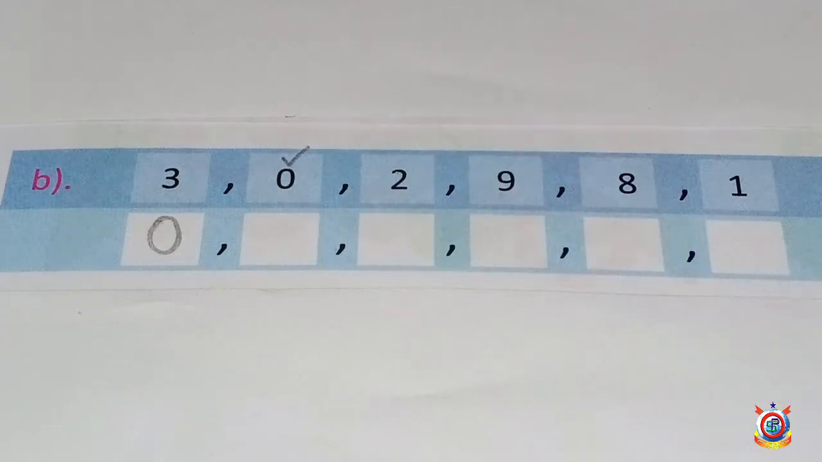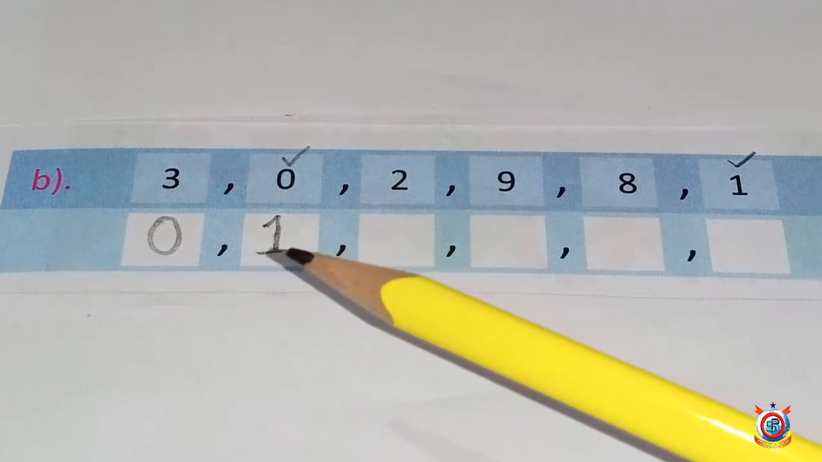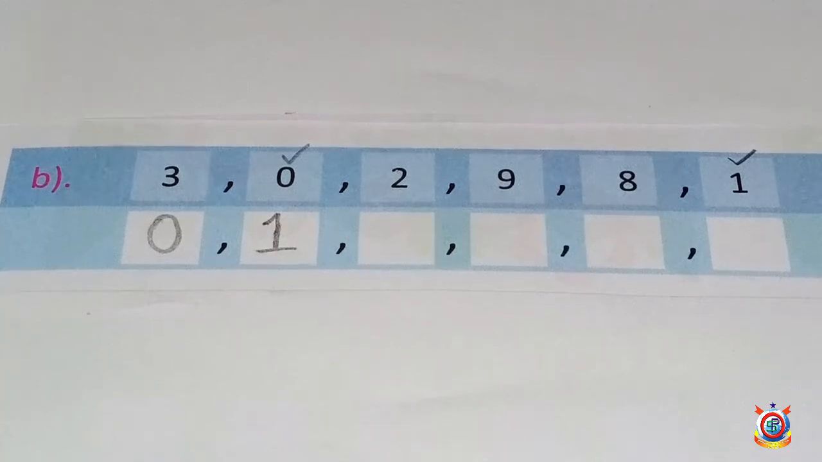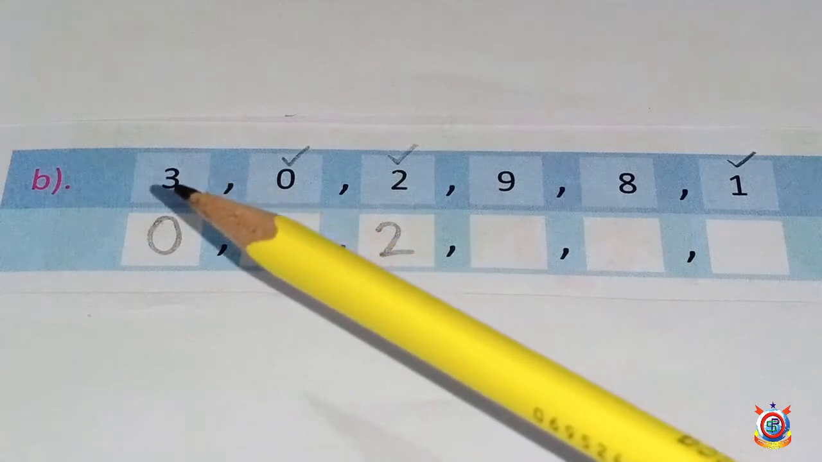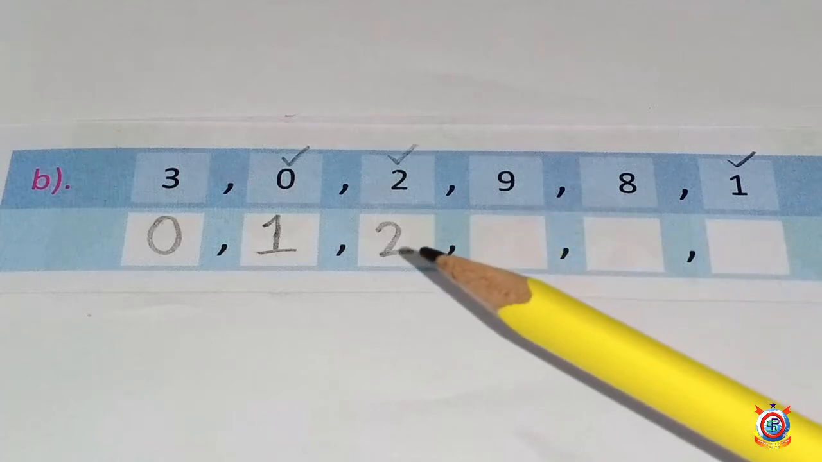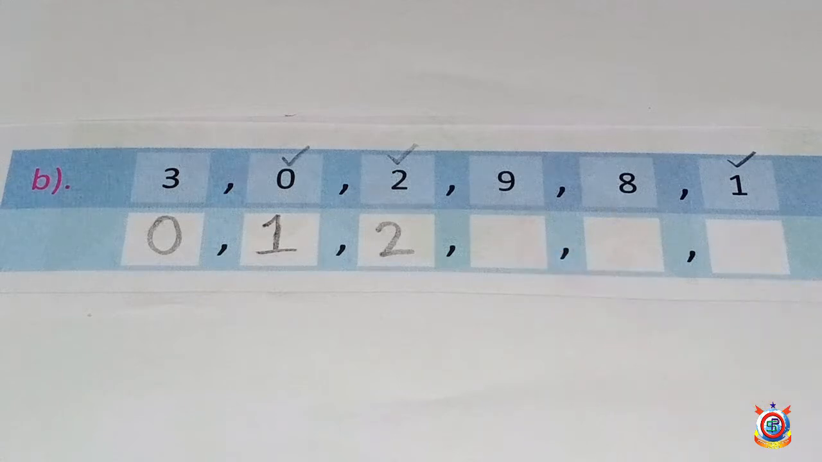Now we will write 1. Very good, students. We have written 1 after 0. And after 1, 2. We will write 2 here. Very good. And after 2, what will we write, students? We have 3. You can see here, this is 3, and we have 9, and we have 8. So after 2, we all know that 3 will come. So we will write 3 here. Very good.